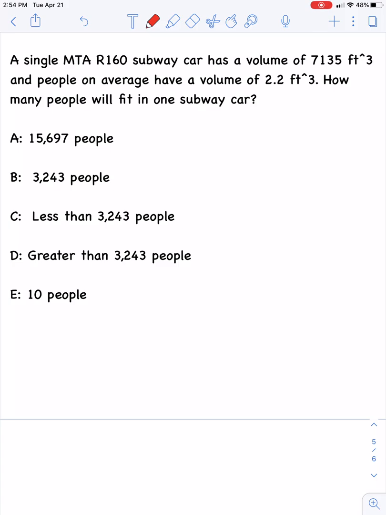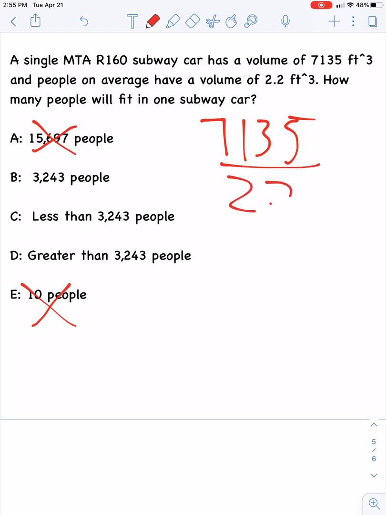All right, so looking at this, there are 2 answers that I can get rid of right away, right? So choice A, we're never going to fit 15,000 people into one single subway car. That would be crazy, all right? And same thing, 10, you can clearly fit way more than 10 people into a subway car. So that just leaves us with B, C, and D. So I'll just check if that number is correct. So I'll take the total over here and then divide it by the average volume of one person, and I will get 3,243.